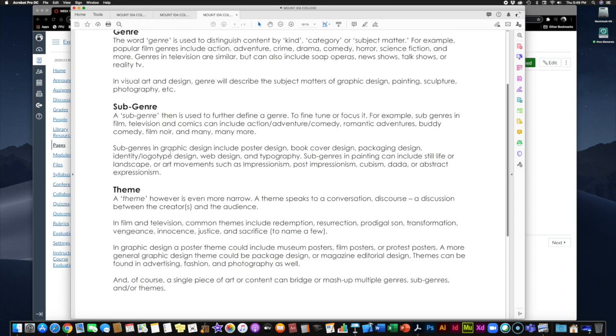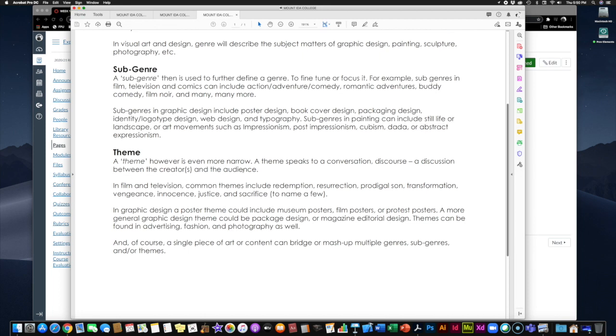Now, the third category is theme. Now, theme narrows it down even more. So a genre is kind of a wide definition. A subgenre helps to narrow it down a little bit further. And then a theme narrows it down even more. So picture like a funnel, right? So we start out wide, and then it gets more narrow, and then more narrow. And what this does is it creates an area of focus for the story.